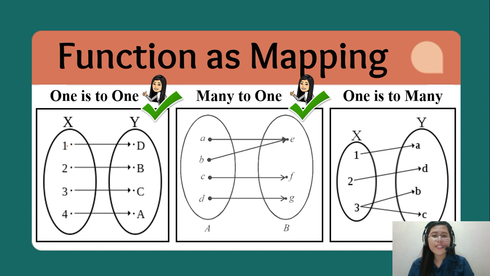How about si 1 is to many? Yes, si 1 is to many po, that is not a function. Ma'am, bakit po yan naging not a function? Tingnan po natin yung x natin. Si 1, nag-correspond sa A. Good yan, good. Si 2, nag-correspond sa D. Okay, good pa yan. Si 3, nag-correspond sa B. Tapos si 3 ulit, nag-correspond sa C. So, ibig sabihin, naulit yung isa sa x value mo, which is si 3. So, yan ay not a function.